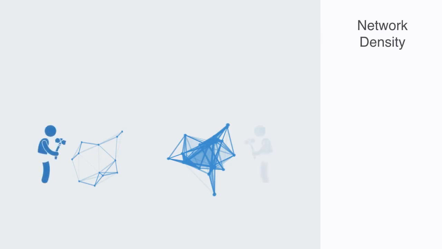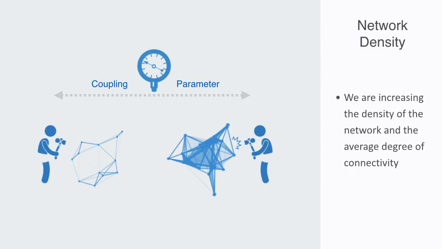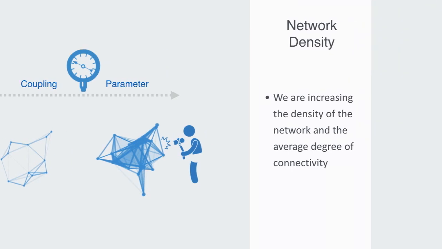One way of quantifying this concept of the overall connectivity of a network is with reference to its density. The density of a network is defined as a ratio of the number of edges to the number of possible edges, and this will also correlate to the average degree of connectivity of the nodes in the network. So when we increase our coupling parameter, we are increasing the density of the network and the average degree of connectivity. This coupling parameter of a system can of course be defined by many different things.